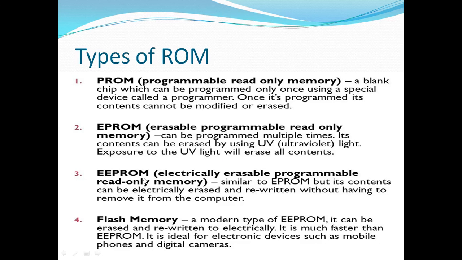The next is EEPROM, electrically erasable programmable ROM. It is similar to EPROM, but the content is erased electrically, and we can erase the selected content. In case of EPROM, the whole data content was erased at one time, but in EEPROM we can erase selected data. The fourth one is flash memory, which is very common nowadays.